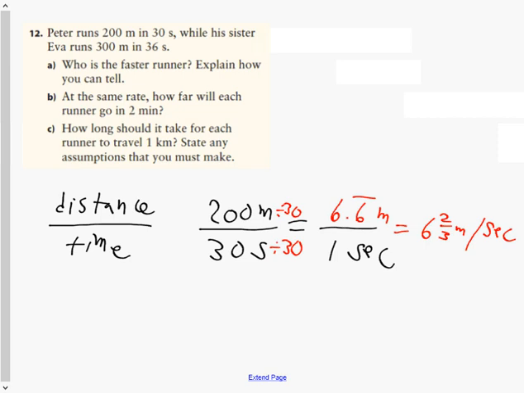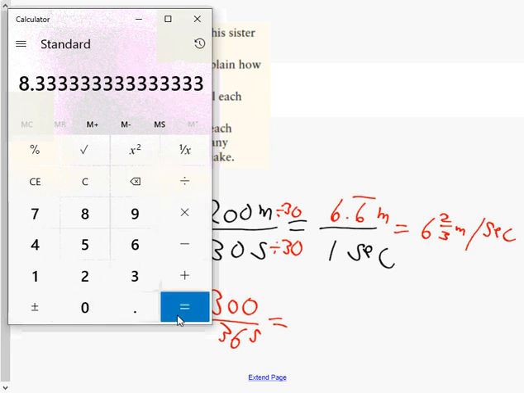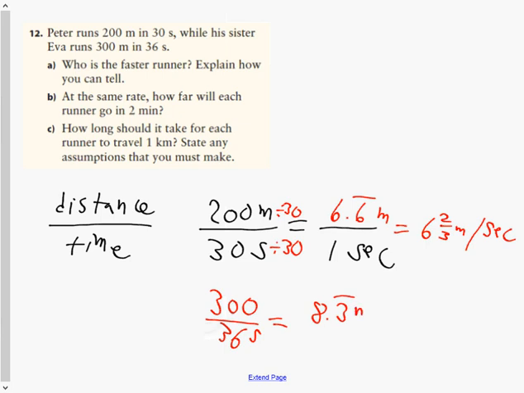Eva runs 300 meters in 36 seconds. Divide both by 36. 300 divided by 36 is a terminating decimal. No, it's not. It's repeating. Oh, my God. Is that right, by the way? 8.3 repeating meters per second, or 8 1/3 meters per second. Who's faster? Eva. Eva can run a greater distance in a second, so therefore, she's faster. Correct? Correct.